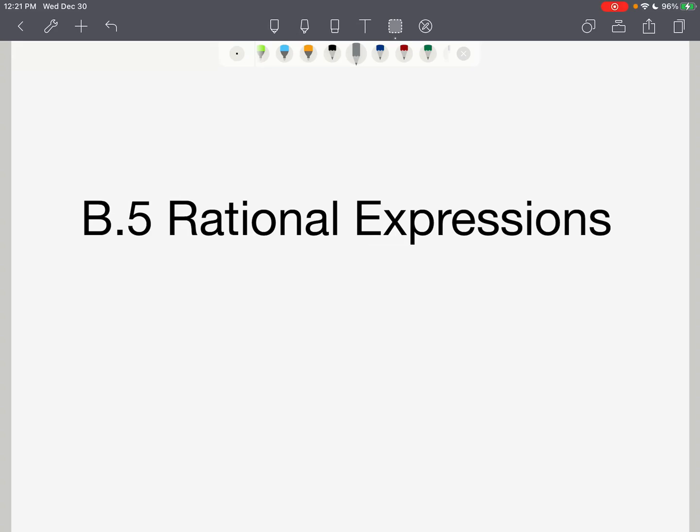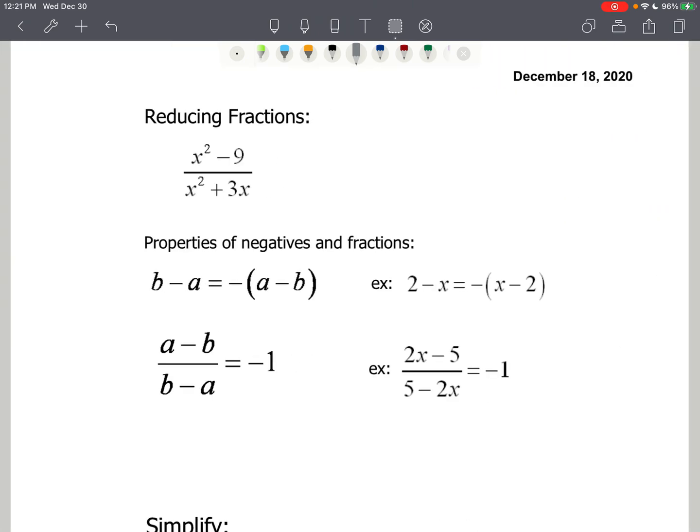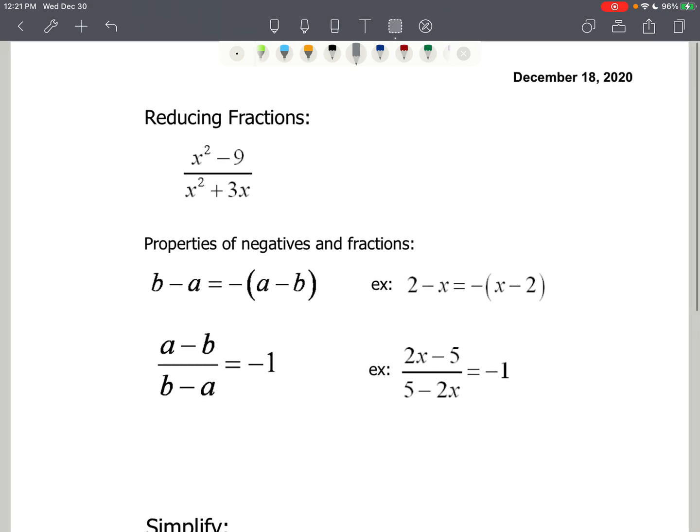In this series of videos, we are going to work with rational expressions. We'll perform operations including simplifying rational expressions, working with complex fractions, adding, subtracting, multiplying, and dividing. Let's get started on reducing fractions.